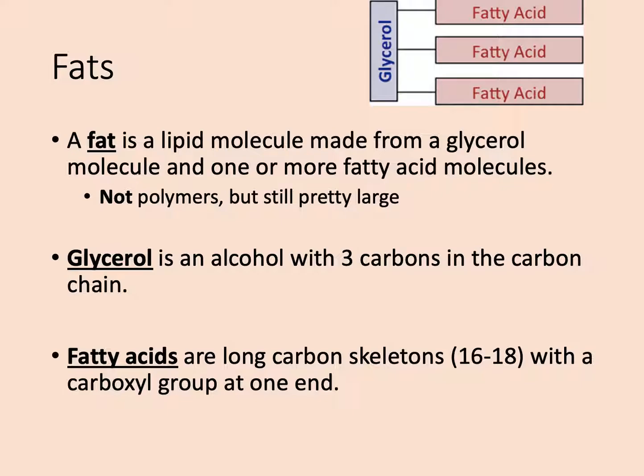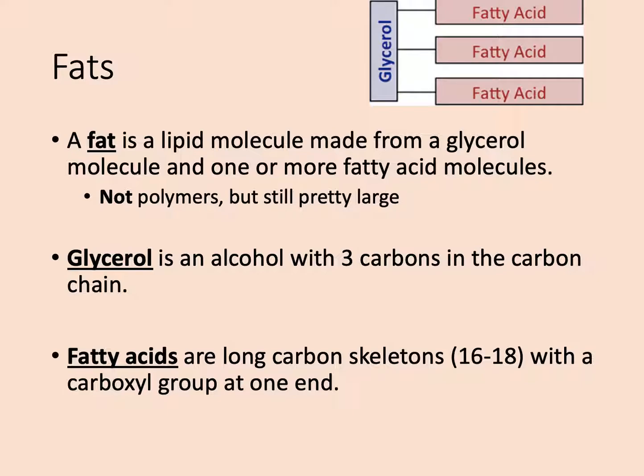A fat is a lipid made from a glycerol molecule and one or more fatty acid molecules. I have a more specific picture coming up. Even though it's made of multiple things, it's not technically a polymer. Polymer means that it has to be built from smaller monomer pieces, kind of like how carbohydrates were. They all had those smaller molecules that built together. Fats aren't really like that. They're kind of two different molecules, so they're not a polymer technically, but they're still a pretty big molecule.